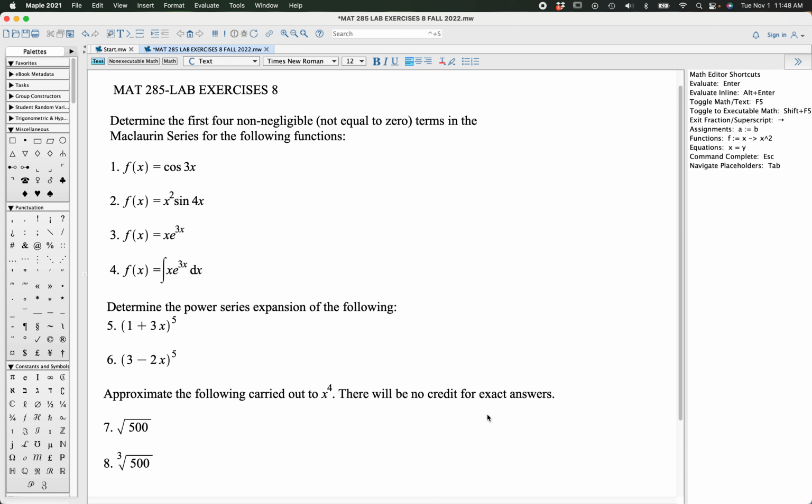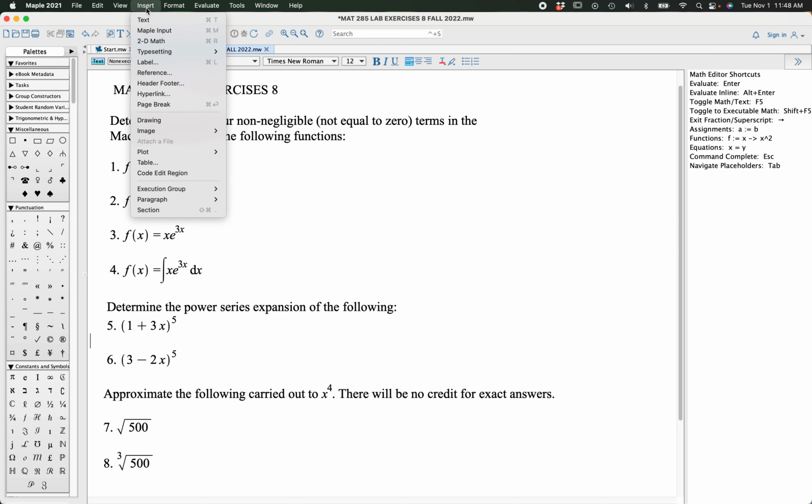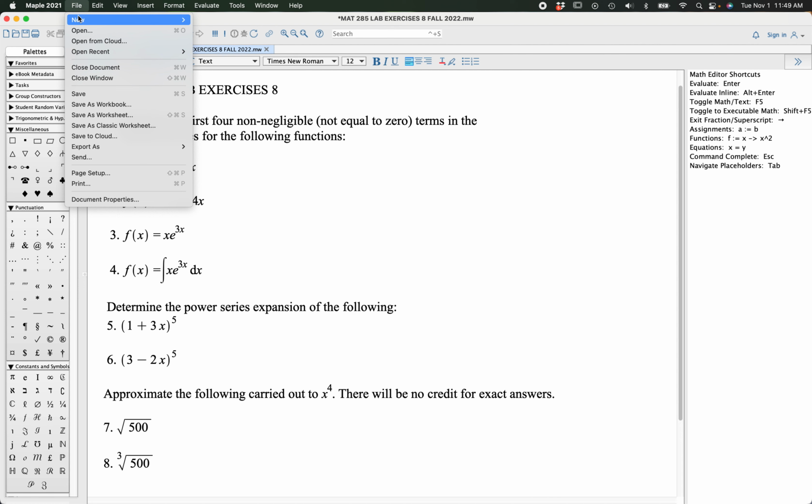Okay, so looking at what we have for Math 285, lab exercises 8, I'm just going to show you some of the Maple simulations that we have among these items, the first of which is the Maclaurin series expansion. For the first function, we have the cosine of 3x, and we'll be getting into this.